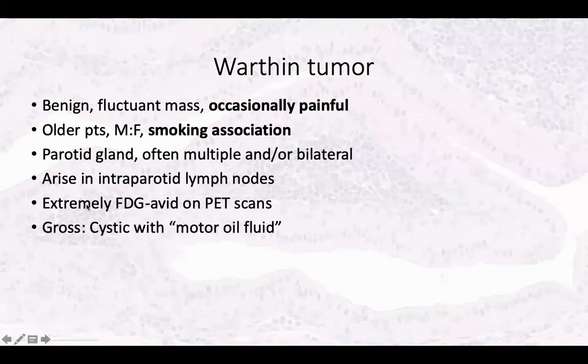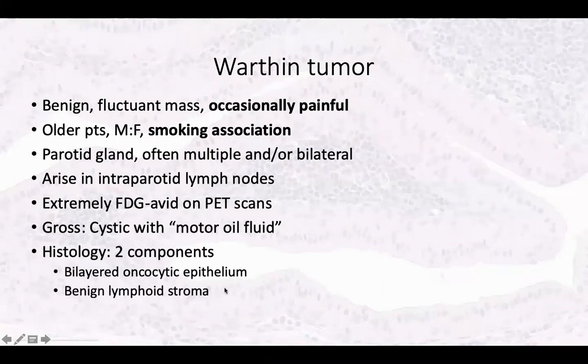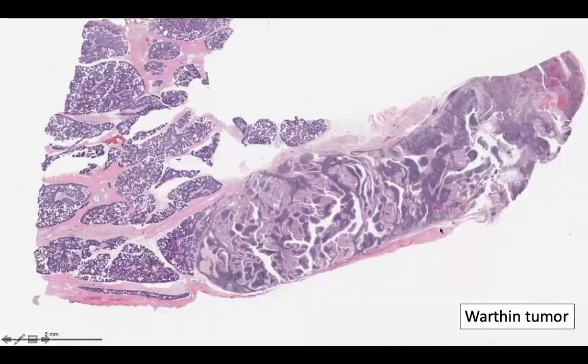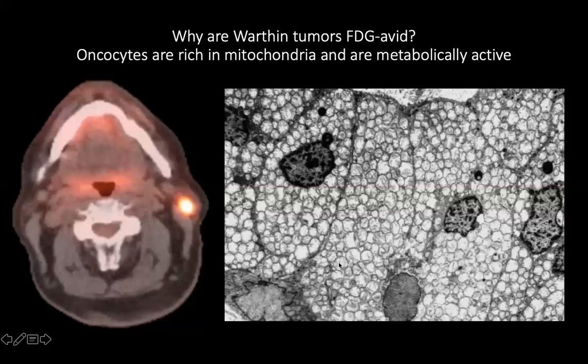Okay, and we discussed the motor oil fluid on gross, and we discussed the two components, the oncocytic epithelium and the lymphoid stroma. So again, just a few more pictures to drive the point home. Very circumscribed, lymphocytes, pink epithelium. No question, we've got a Warthin tumor, super straightforward. Same thing here, very circumscribed.